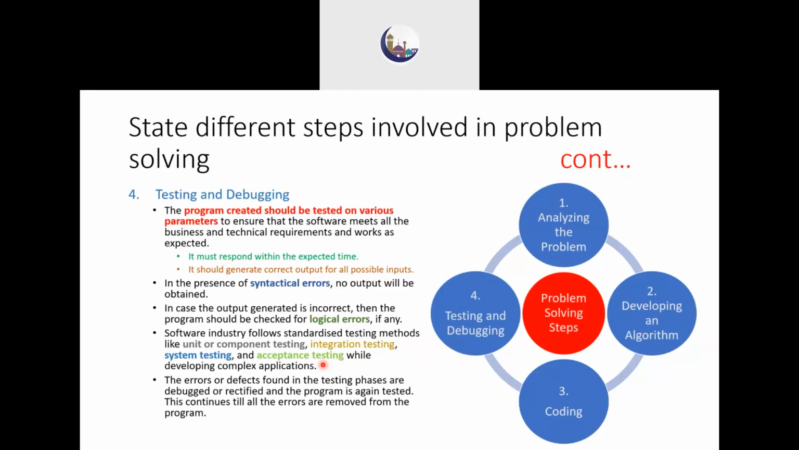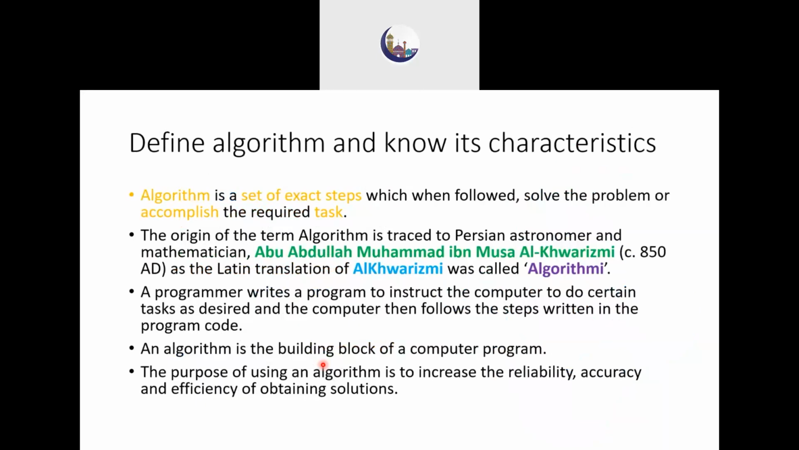Okay, so let's move ahead. Let's get to know the various characteristics of an algorithm, using which we can tell whether an algorithm is good or not. Before we get into that, let's talk about what it is. An algorithm is nothing but a set of exact steps which, when followed, solve a particular problem or accomplish the required task.